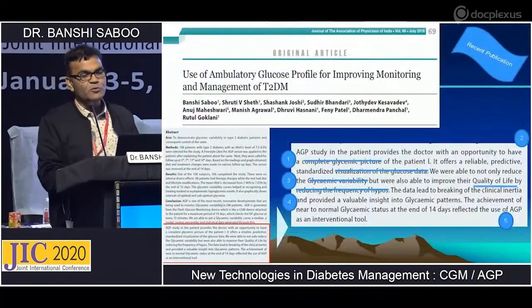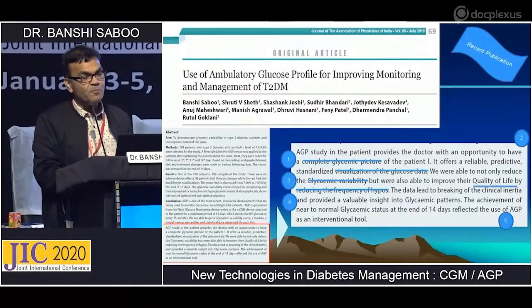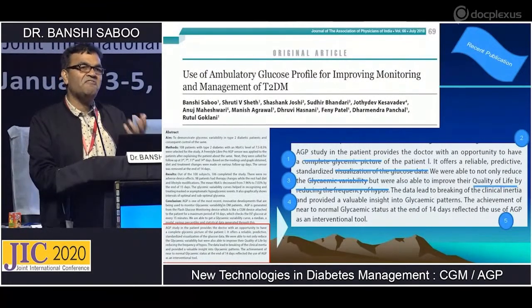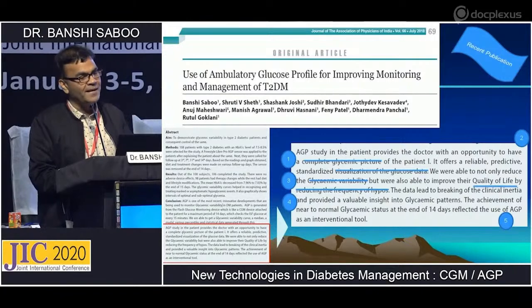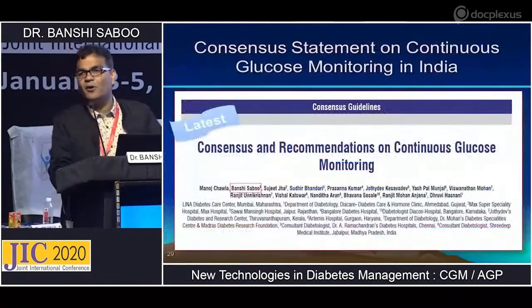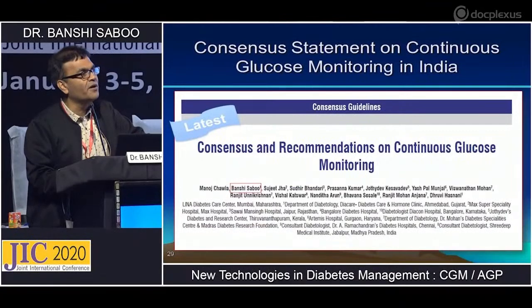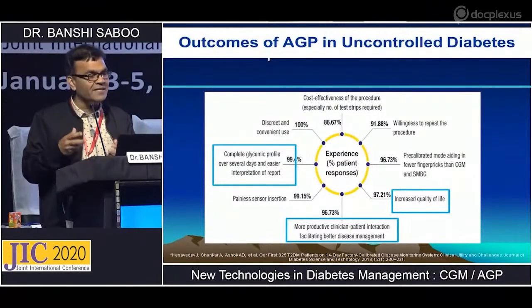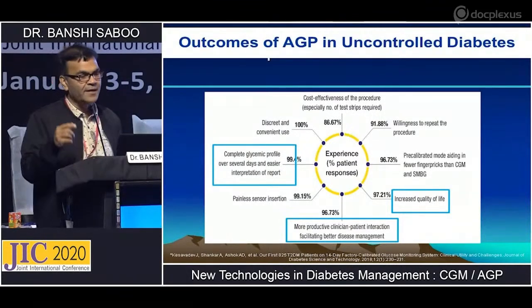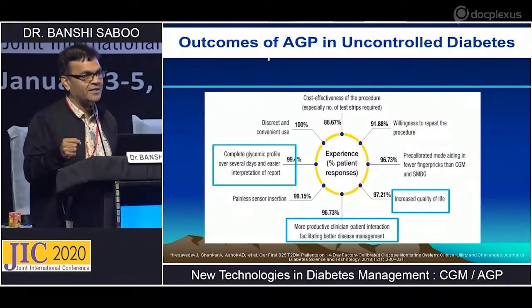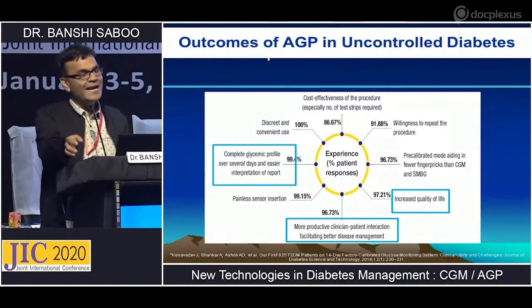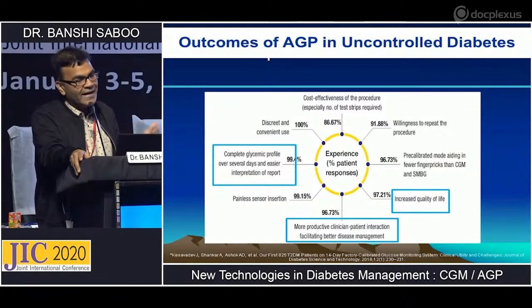I have done one paper on the use of ambulatory glucose profile for improving monitoring and management of type 2 diabetes. In this publication, which we did in JAPI, we showed how AGP is effective not only for monitoring but also for managing type 2 diabetes patients. I have also done a consensus on continuous glucose monitoring in India, on what the recommendations should be. And we have also come out with a paper on the outcome of AGP in uncontrolled diabetes. You will be surprised that 90% of the patients are willing to repeat the AGP; 90% of your patients may say they want to do it again.